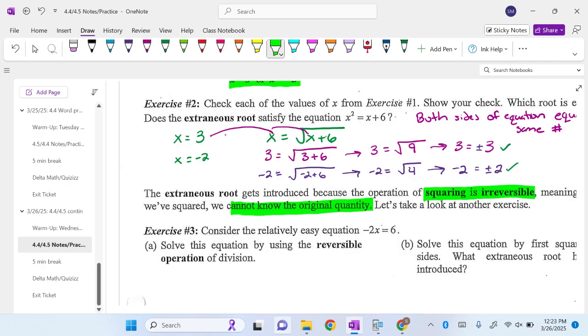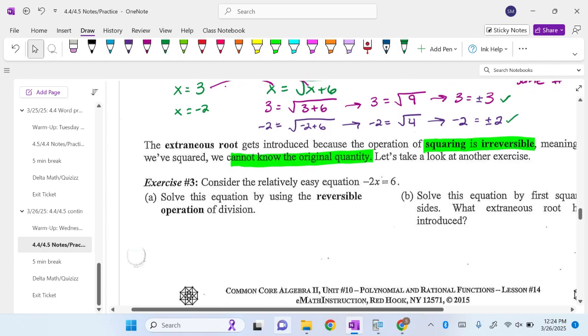3. And what's the other number? What other number squared gives you 9? Negative 3. So that's why the original quantity is unknown, because it could be either 3 or negative 3 to give us 9 if we squared it. We don't know which one we used. So we have to account for both.